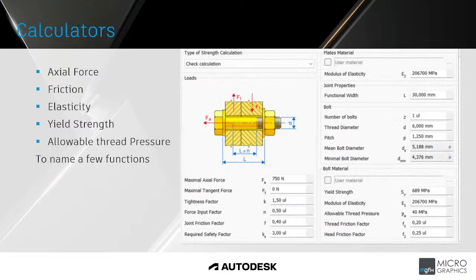Calculators. This is the calculation that's being done in Inventor. For instance, to see if the assembly will be able to take the actual force or whether it can withstand the friction, to name a few. Calculators are performance based, have multiple solution goals and do not create geometry. Some of the calculations we can check are actual force, friction, elasticity, yield strength, and allowable thread pressure. And this is just to name a few of the calculations that can be done in Inventor.